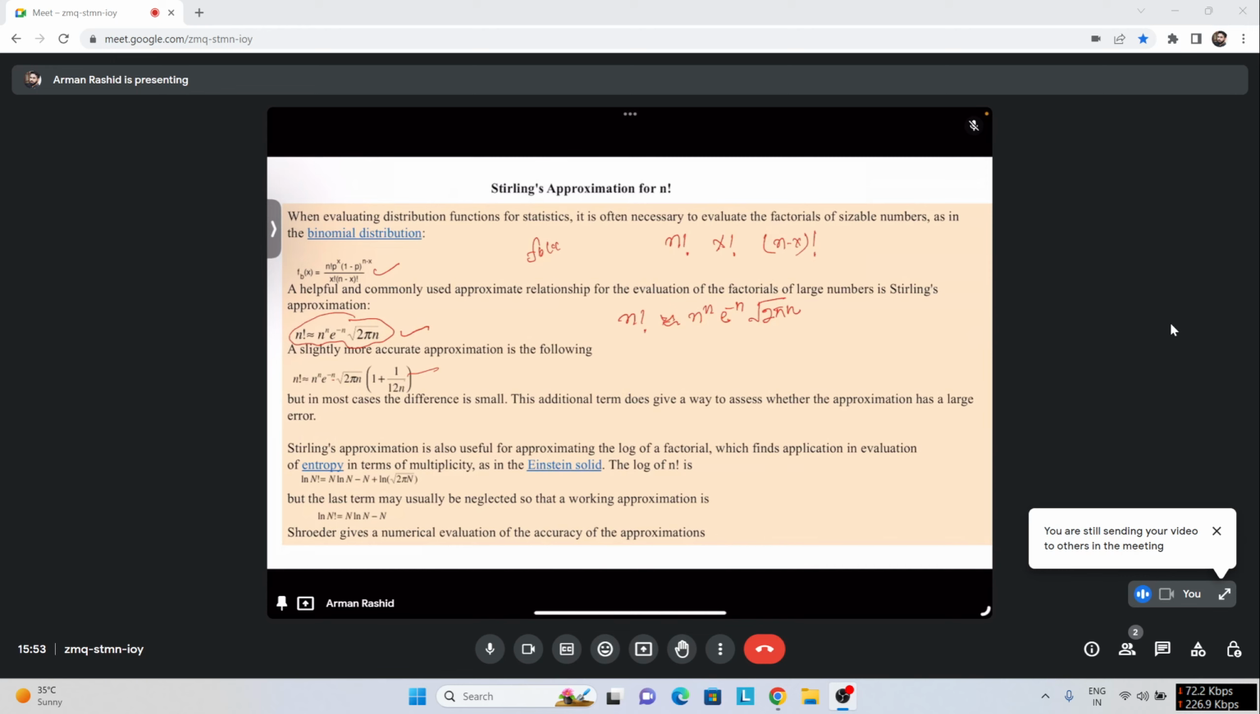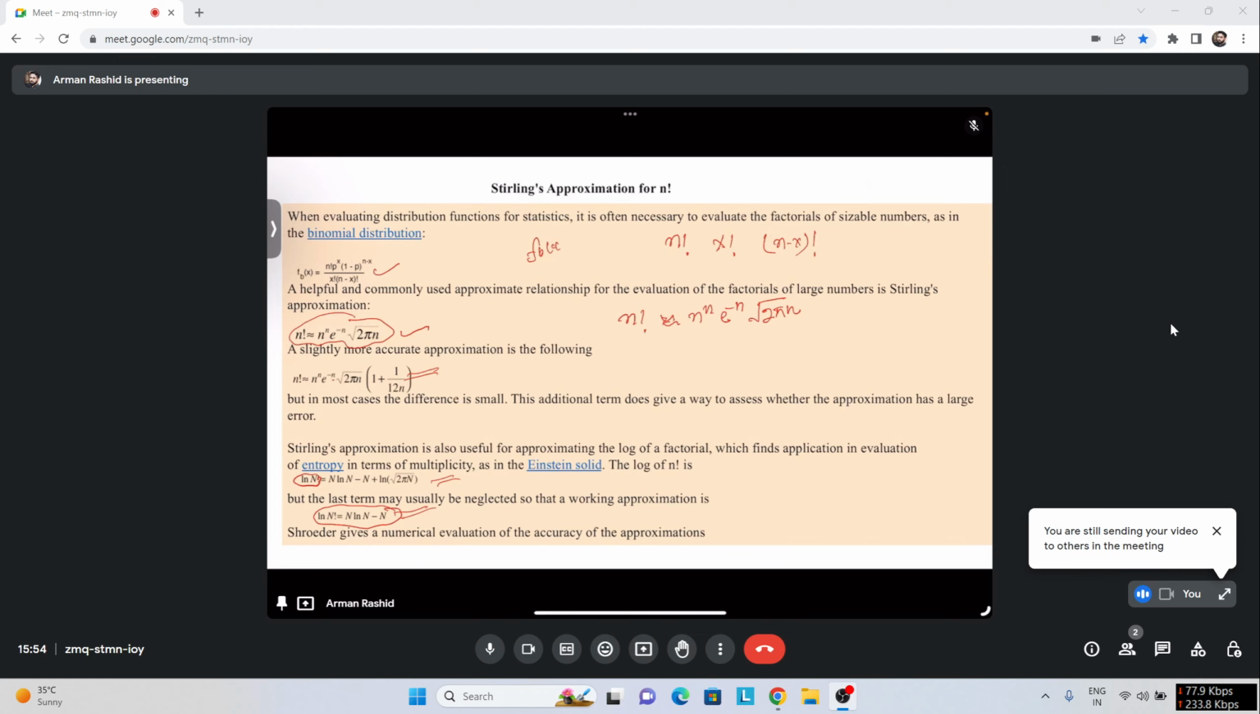Okay, now Stirling's approximation is very useful for approximating the log of factorials, which finds its application in evaluating the entropy in terms of multiplicity, as in the Einstein solid. So if we try to solve the Einstein equation for solids, then natural log of n factorial is equivalent to n ln n minus n plus ln of under root 2 pi n. Okay, but the last term may be neglected, so that the working approximation is this. So this Stirling approximation is very important for statistical mechanics.